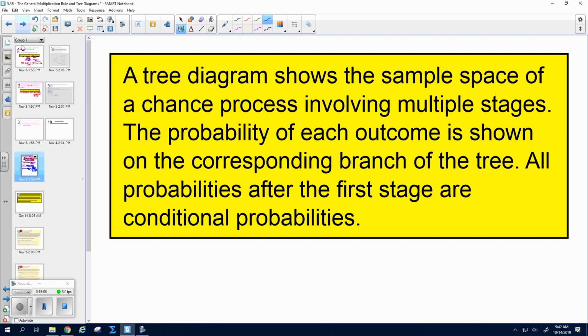So what is a tree diagram? And I would write this down. It shows the sample space of a chance process involving multiple stages. The probability of each outcome is shown on the corresponding branch of the tree, and all probabilities after the first stage are conditional probabilities.